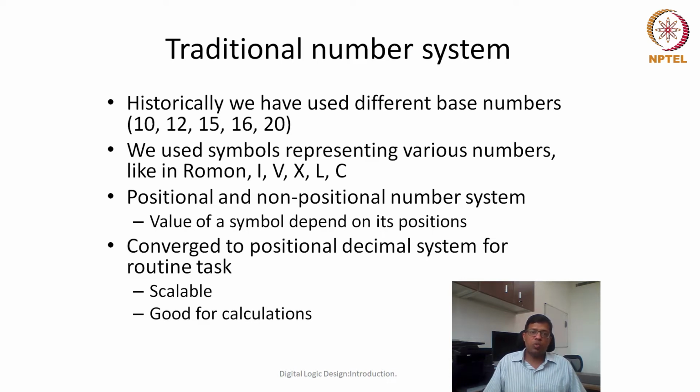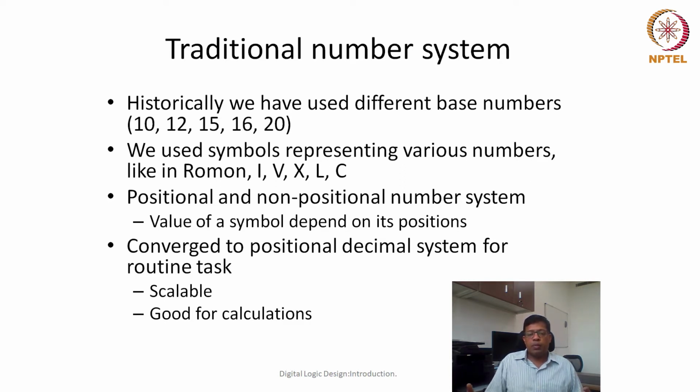While there were other systems where different symbols represent different values. For example, Roman numbers. In Roman numbers, I means 1 and V means 5, X means 10, L means 50, C means 100. So they kept on inventing different symbols for different numbers. If you want to count a very large number, then there would be a different symbol for each value, so each symbol would carry its own value.